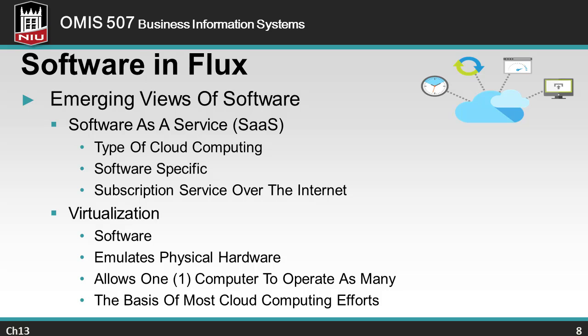Software as a service, or SaaS, is a form of cloud computing where specific applications are made available out on the cloud for a fee. Virtualization uses software that emulates physical hardware. This method allows one computer to operate as many and is the basis of most cloud computing efforts. This way, users receive the capabilities they need by setting parameters in software rather than procuring and configuring hardware devices.